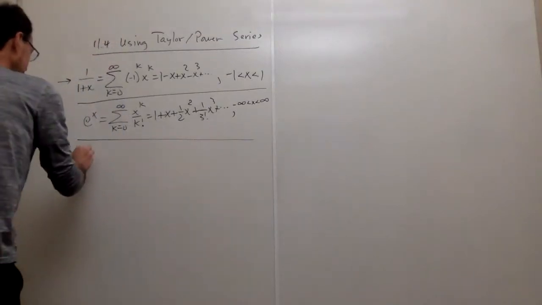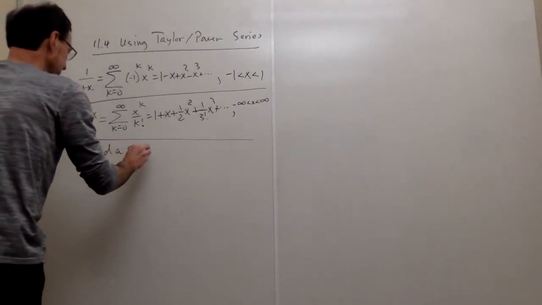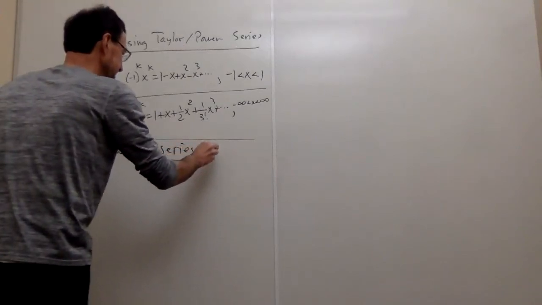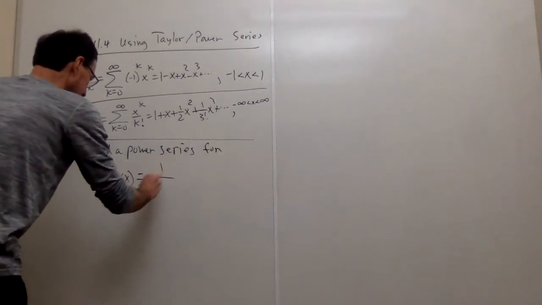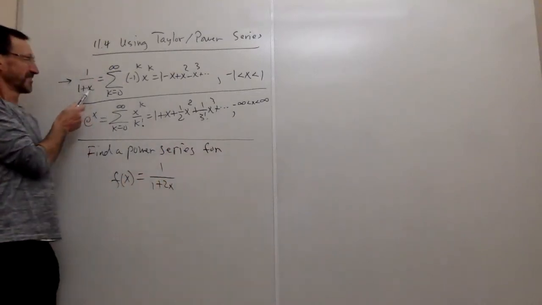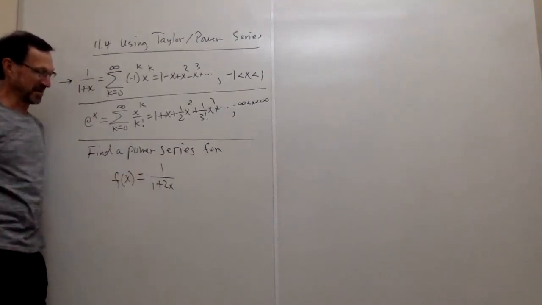let's try this problem. Find a power series for the function equals 1 over 1 plus 2x. So we're just going to double our x value before we do the arithmetic.